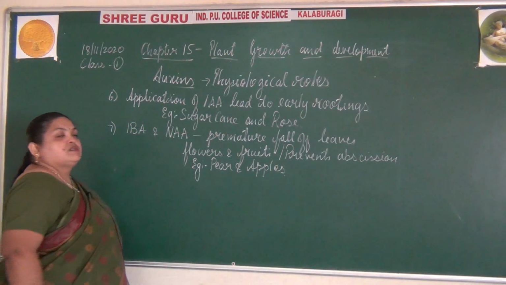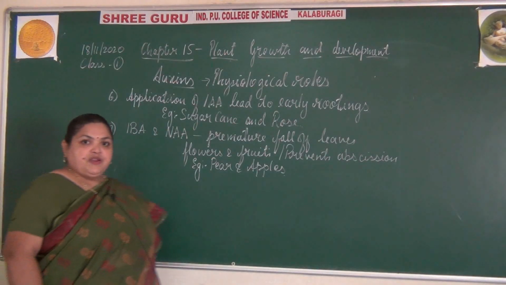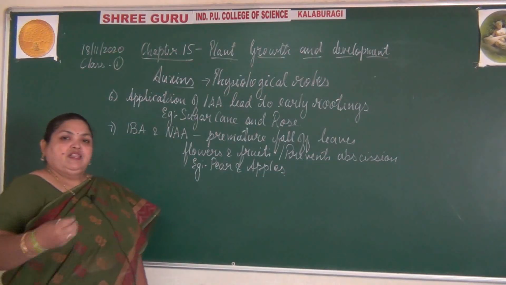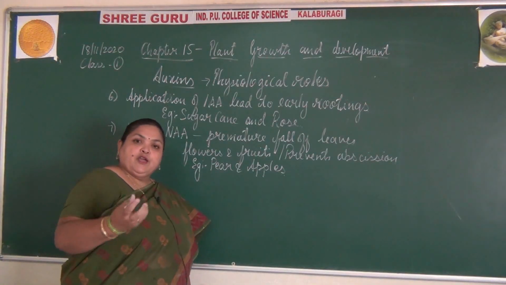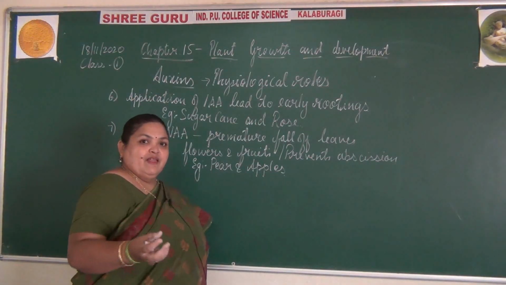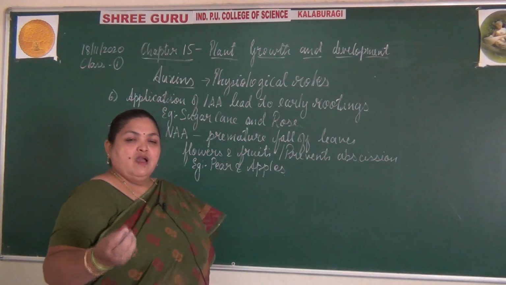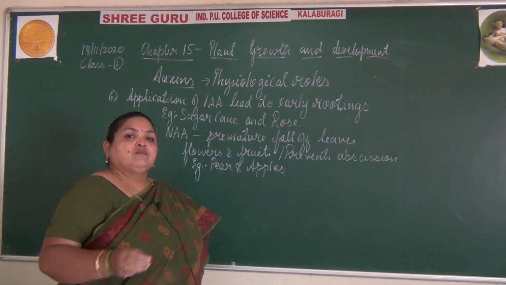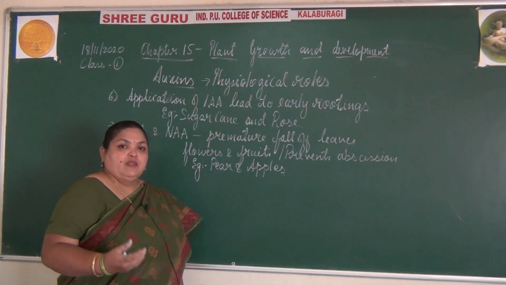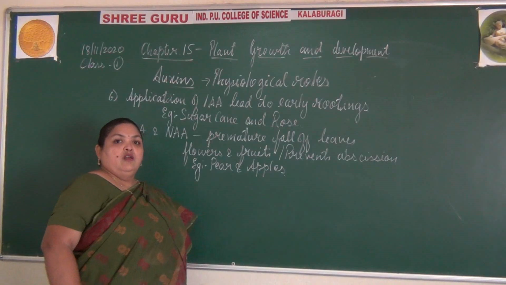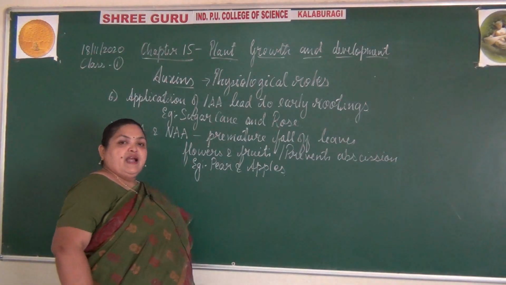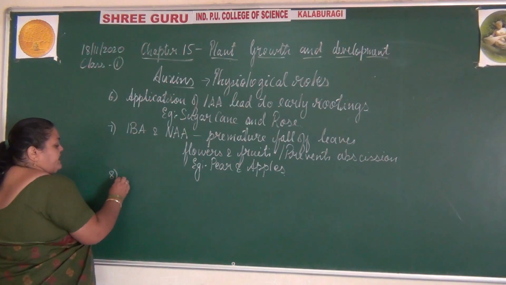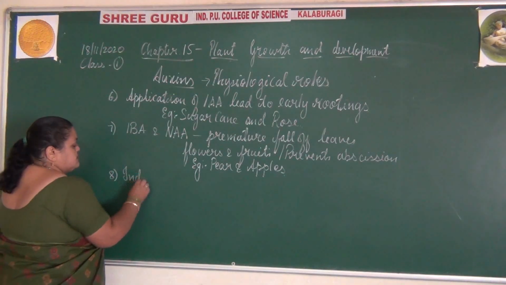To such plants, if these auxins are being treated, the flowers, the leaves, the fruits develop properly, they grow up to their level, they get ripened and produce the flowers and the fruits. Sometimes if they are not applied, there can be premature fall of the flowers of the pear and the apples.